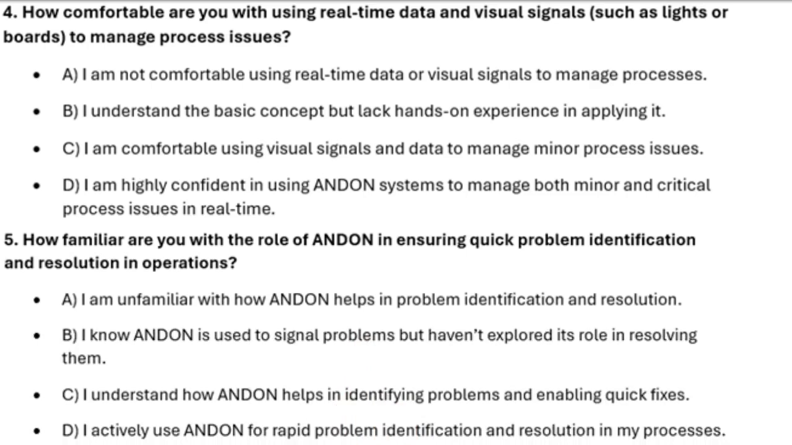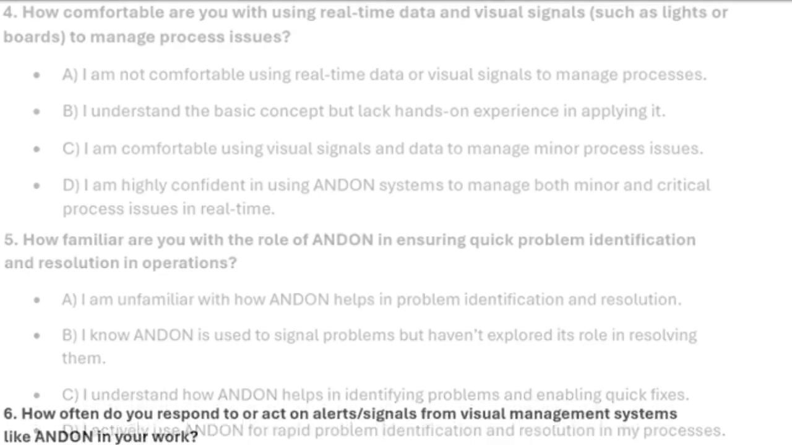5. How familiar are you with the role of ANDON in ensuring quick problem identification and resolution in operations? A. I am unfamiliar with how it helps in problem identification and resolution. B. I know it is used to signal problems but haven't explored its role in resolving them. C. I understand how it helps in identifying problems and enabling quick fixes. D. I actively use ANDON for rapid problem identification and resolution in my processes.